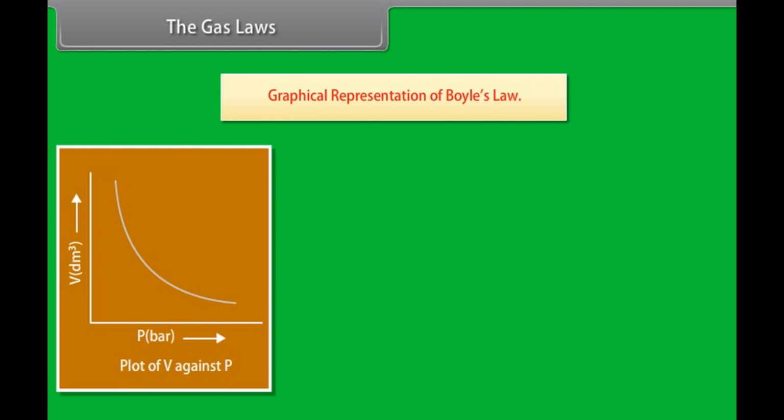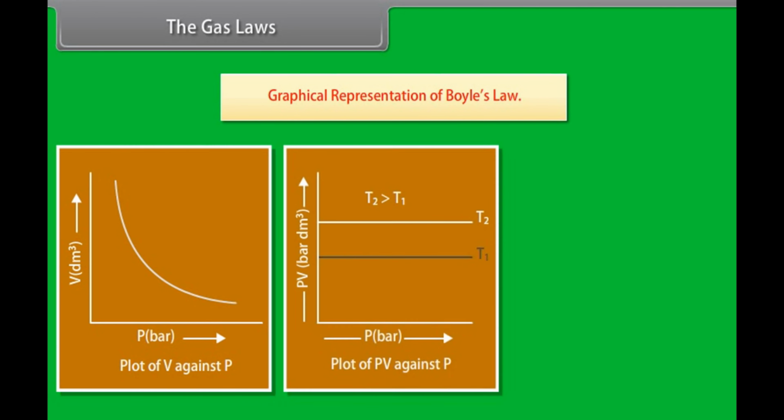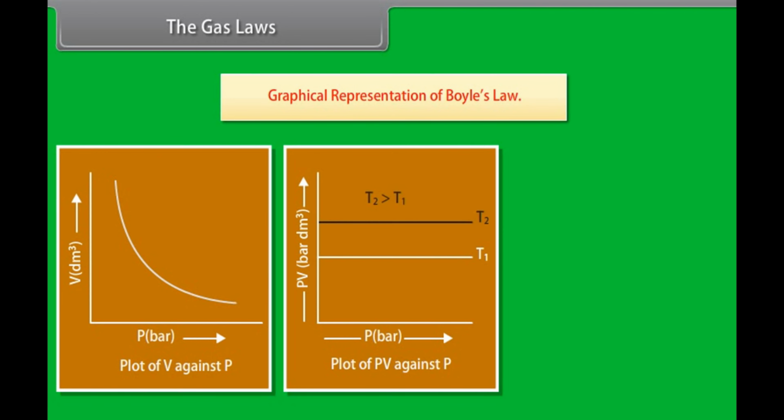It shows the plot of V versus P at a particular temperature. It shows as P increases, V decreases. It shows the plot of PV versus P at particular temperature. It indicates that the PV values remains constant in spite of a regular increase in P. The curve obtained by plotting PV against P at a particular temperature is called isotherm. The higher curve corresponds to a higher temperature.